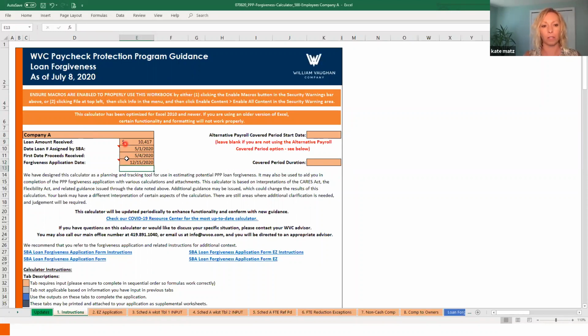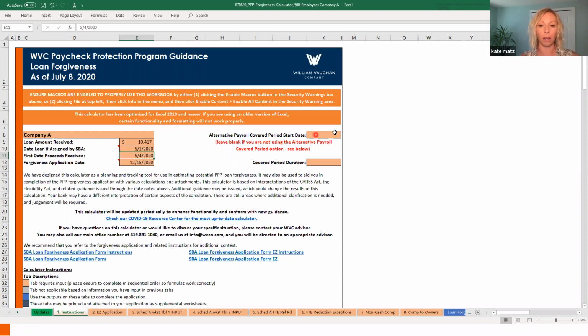Now, each of these dates drive different components of the calculation, again, all based off of the rules and guidelines that have been issued by the SBA and Treasury. The most important is this one here, the first date the proceeds received. That's what's going to drive the first day of your covered period. These others are much less important as far as how they factor in, but definitely you'll want to put them in nonetheless. There are some descriptions here as far as what they impact.